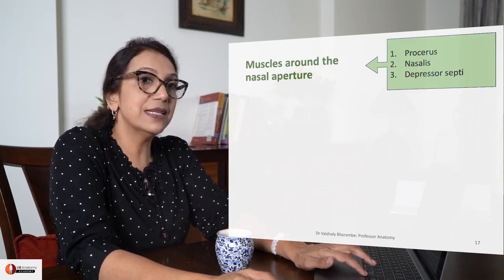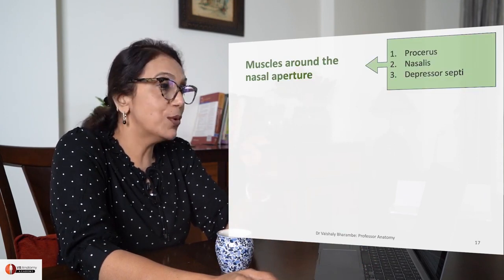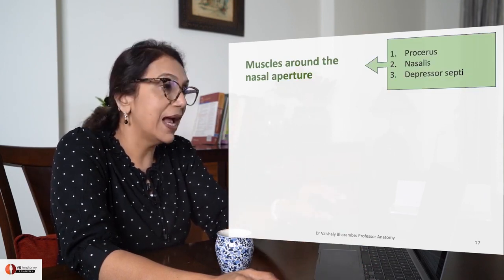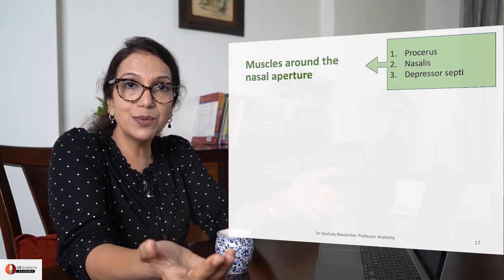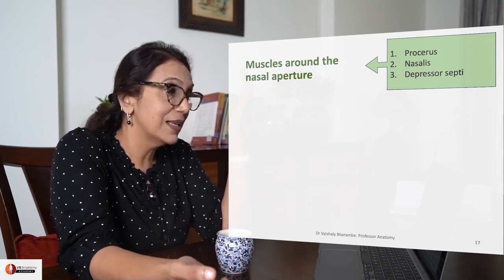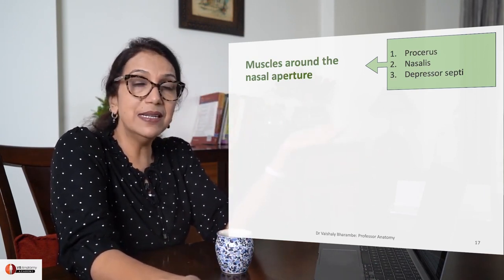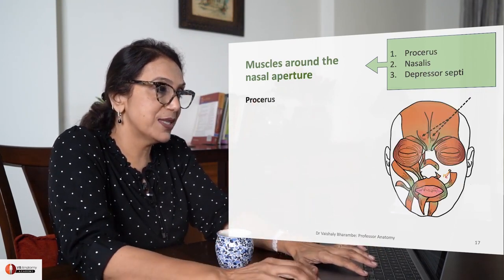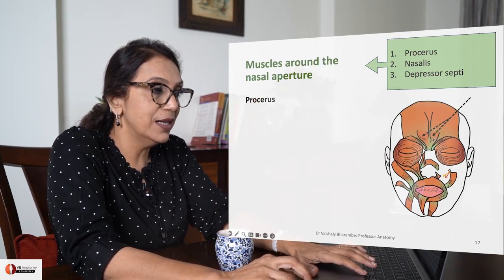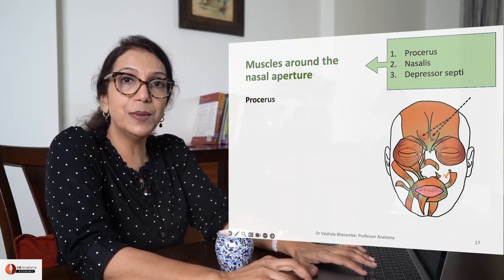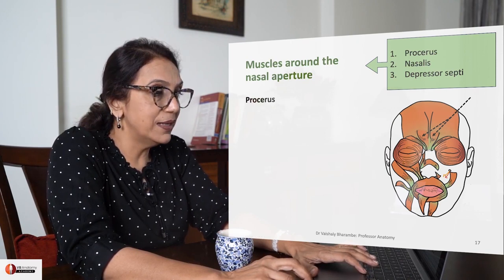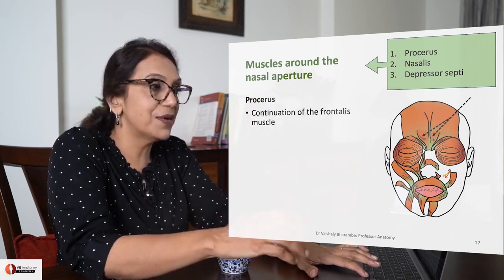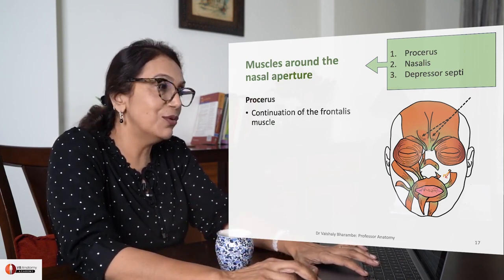Now what about the nasal aperture? So around the nasal aperture you got three muscles: procerus, nasalis and depressor septi. Please say it once: procerus, nasalis, depressor septi. Now here is your procerus. Can you see these two muscles here? You can see that they take origin from nasal bone, okay, but disappear and blend with the frontal belly of occipitofrontalis.